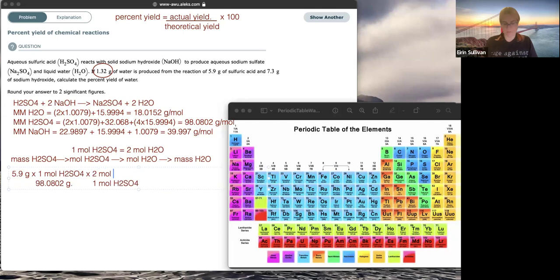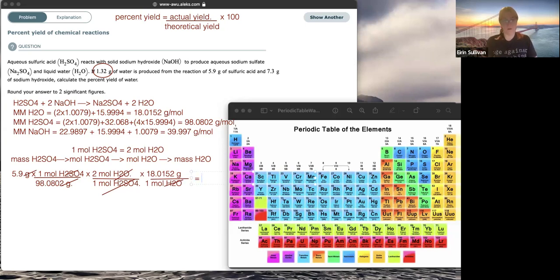Forms 2 moles of water. And then finally, you want the moles of water to cancel out to give us our mass in grams of water, so 18.0152 grams. So we should be able to see that everything is cancelling, as we expect. So mass in grams cancels, moles of sulfuric acid cancels, moles of water cancels, giving us our mass in grams of water.